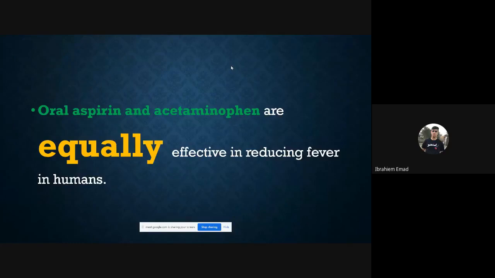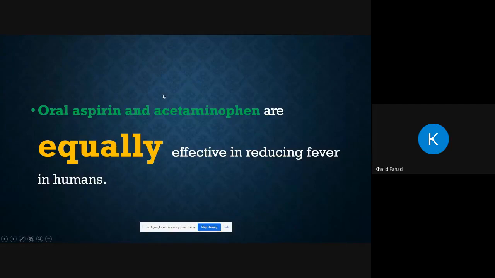But why? What is the basis of using the cold sponges? Yes, when the water evaporates from the surface, it will absorb some heat. So by evaporating the water, it will facilitate cooling of the skin. This non-pharmacological approach is usually effective in modest temperatures, for example, 38 or 38.5. But at higher temperatures, if we need to decrease the body temperature, we have to use antipyretics.